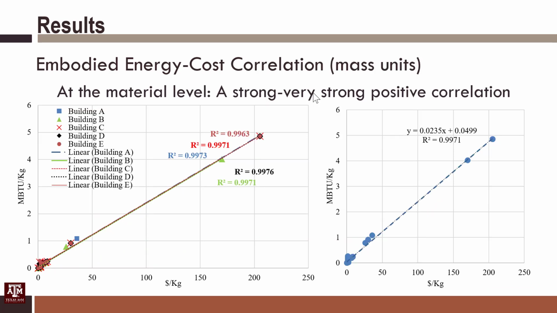We also looked at the correlation at the material level per unit of mass. We looked at the correlation of cost per kilogram of material and embodied energy per kilogram of material. As you can see here, the correlation between cost and embodied energy is really very strong and positive, both at the all-materials level, on the right side with blue dots, and at the individual building level.